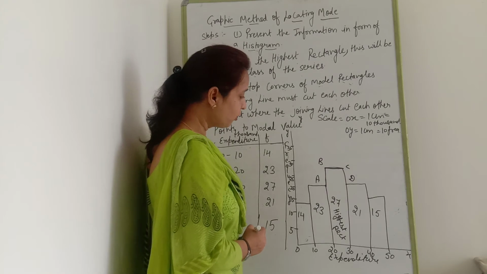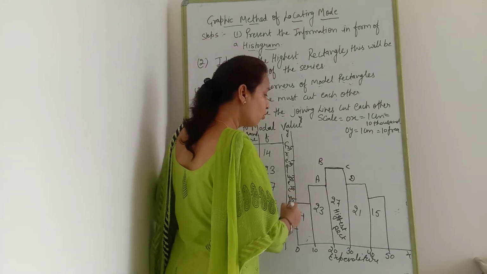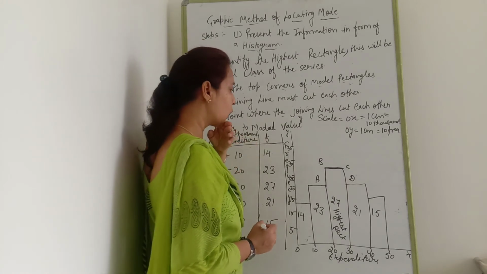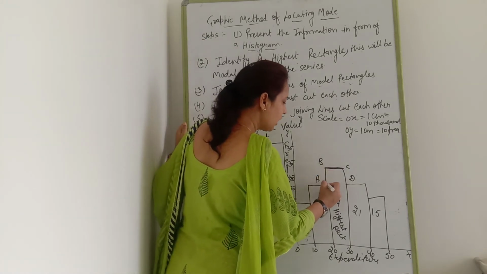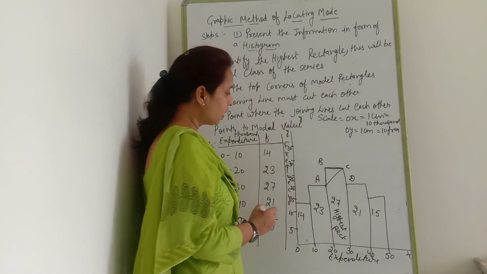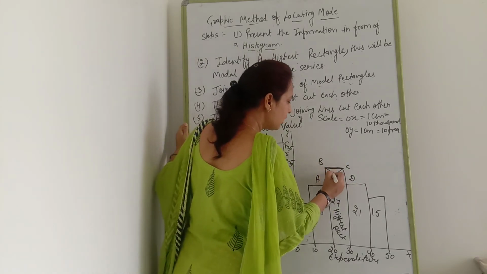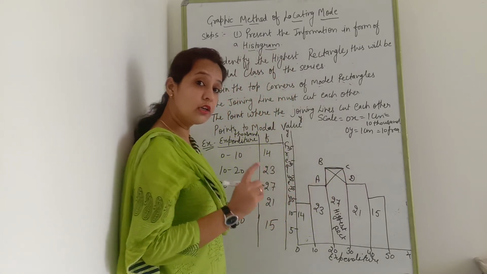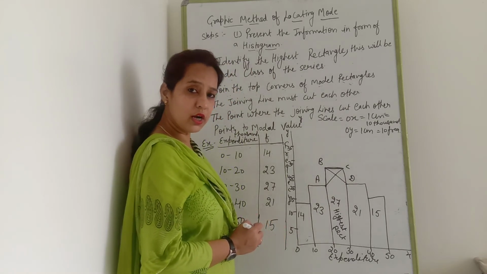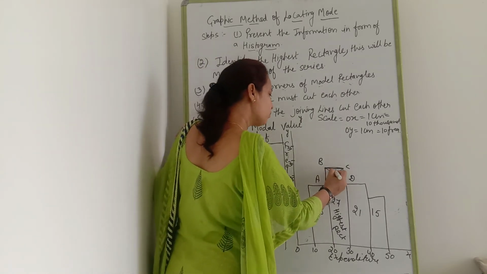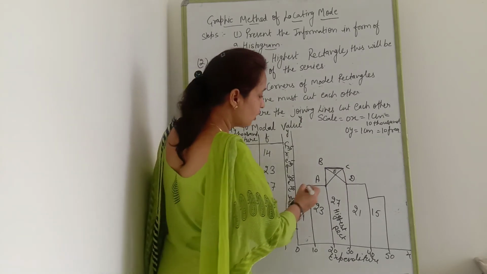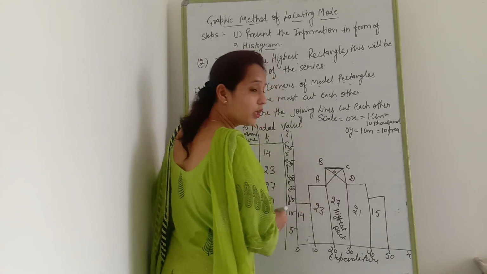Clear? Now what do you have to do? You have to join the corners. The third step is that you have to join the corners. You can join A to C. Clear? With a scale you can do it. And B to D. They must cut each other. Both of them are going to cut each other. At what point? Suppose I have given the name E to that point. Clear? Now this will be your modal value.